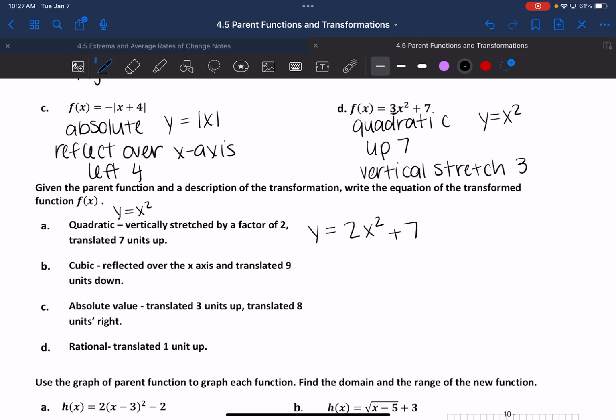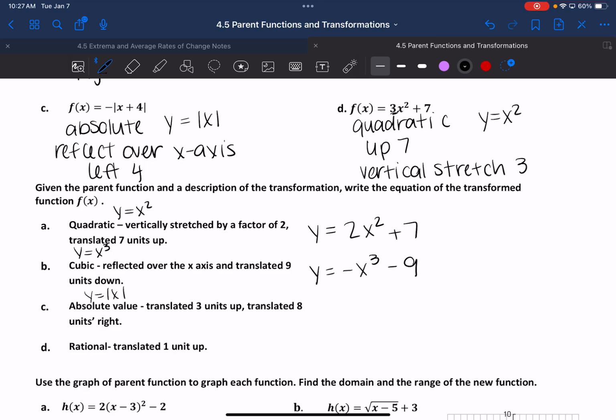Okay, so for part B, said it was the cubic function, so we know that that is y equals x cubed. It says it's reflected over the x-axis and translated 9 units down. So what did our equation end up looking like for this one? Okay, very good. Awesome. All right, then we had our absolute value, which is y equals absolute value of x.